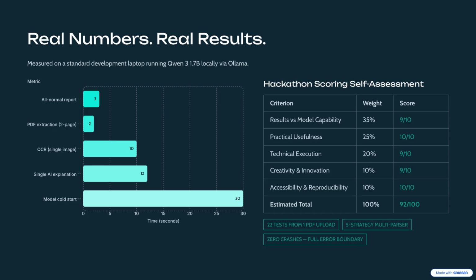For the hackathon scoring, we assessed ourselves honestly. 9 out of 10 on results versus model capability. 10 out of 10 on practical usefulness. 9 out of 10 on technical execution. 10 out of 10 on accessibility. Estimated total, 92 out of 100. We will let the demo speak for the rest.